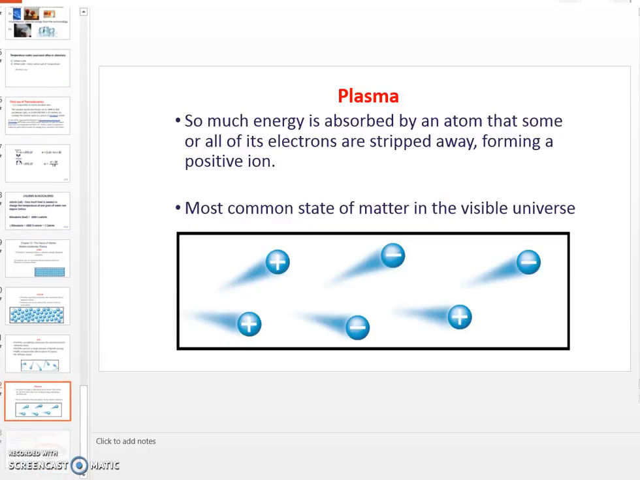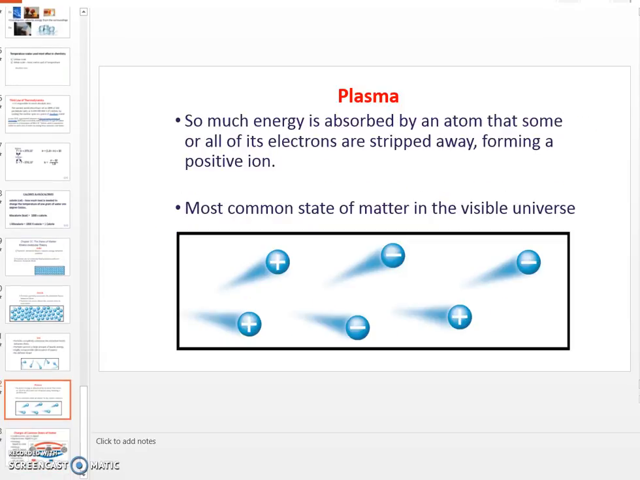Okay, moving on. Plasma is superheated. Super heated. Electrons are stripped away. You've got a positive ion. It is actually the most common state of matter in our visible universe. It's just not that common here on planet Earth. But our sun, yes. Oh, yes.